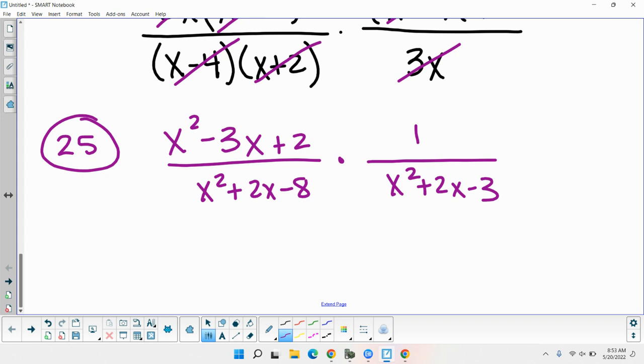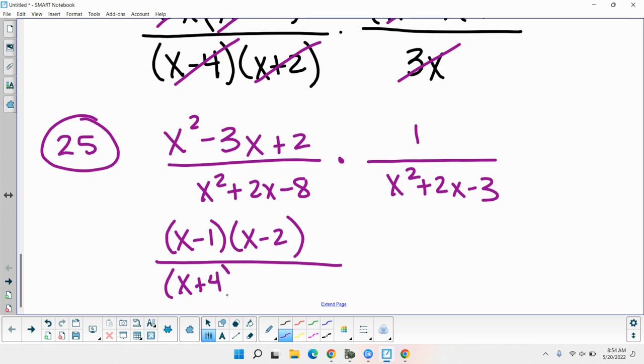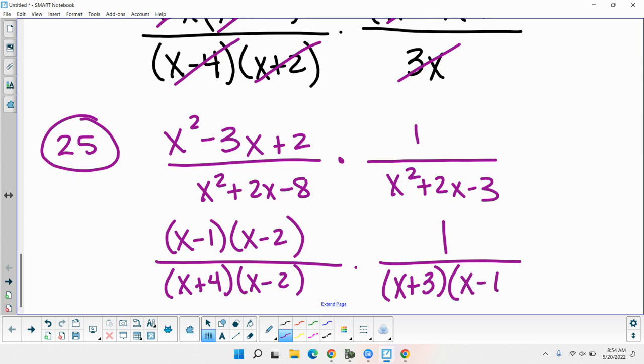So now I factor. It's going to be x minus 1 and x minus 2 for the top. Negative 1 times negative 2 is positive 2, and negative 1 plus negative 2 is negative 3. It's going to be x plus 4 and x minus 2 to get 4 times negative 2 for the negative 8, and 4 plus negative 2 to get the positive 2. And then x plus 3 and x minus 1. 3 times negative 1 is negative 3, and 3 plus negative 1 is positive 2.